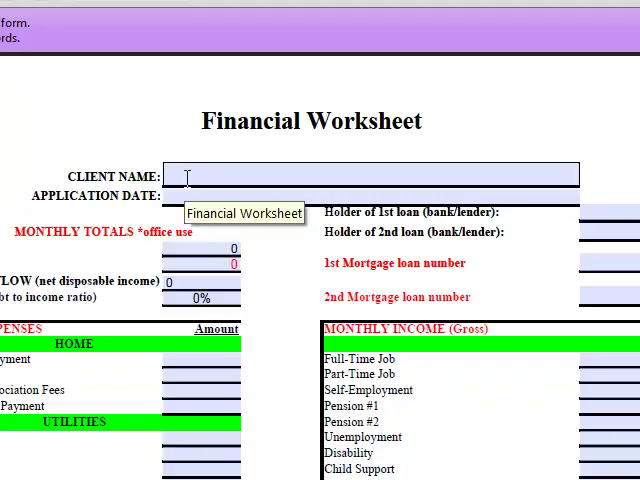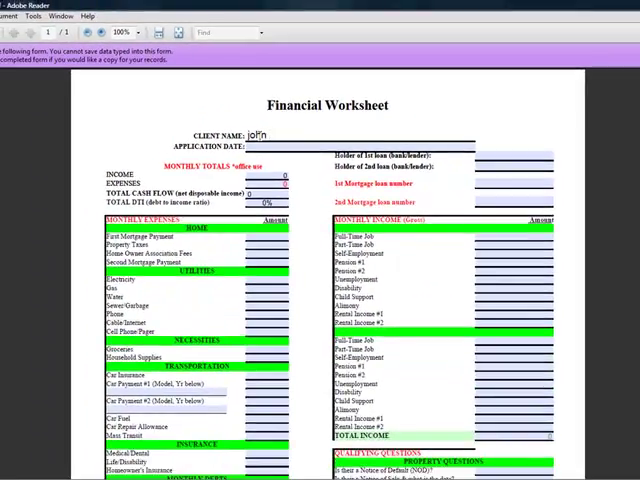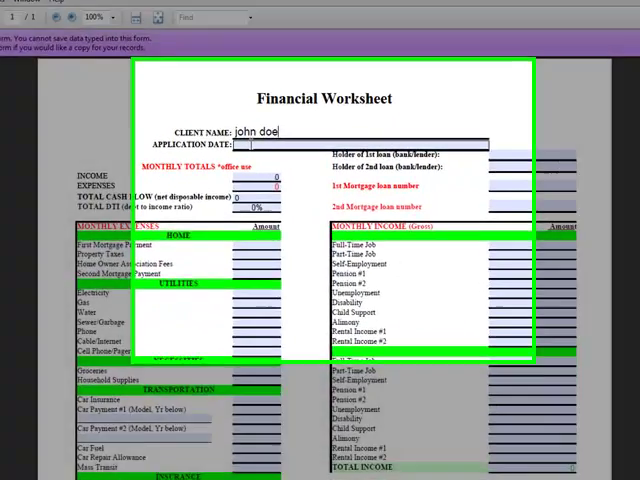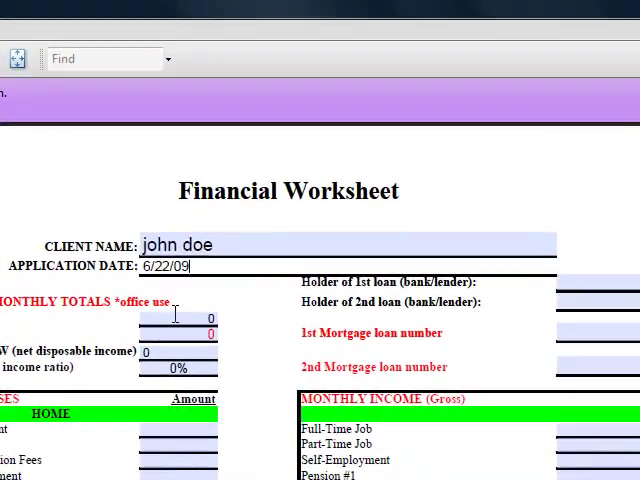All right? At the very top, you're going to see the client's name. For example, we're going to be using John Doe. Make sure you put the application date. Today's date is 6/22/2009.